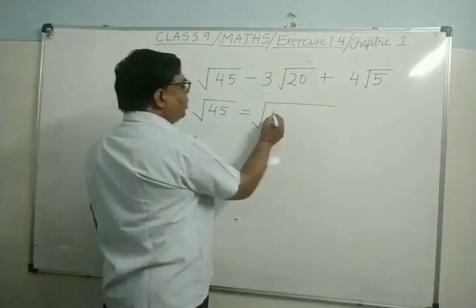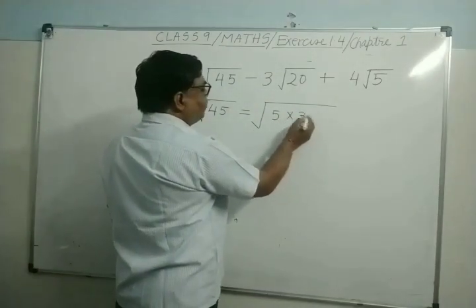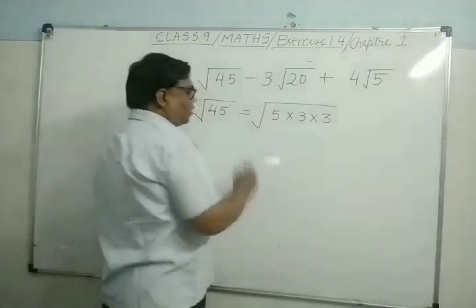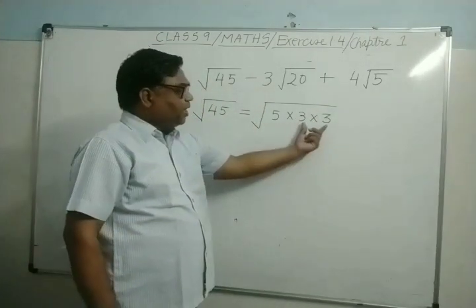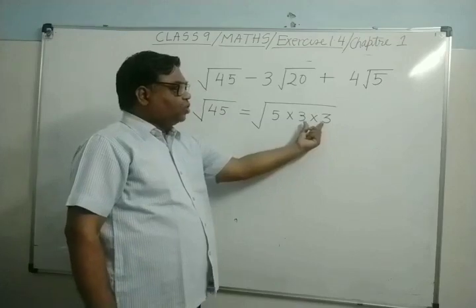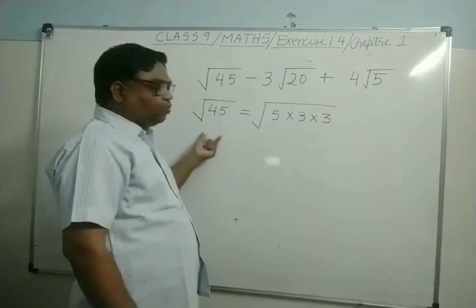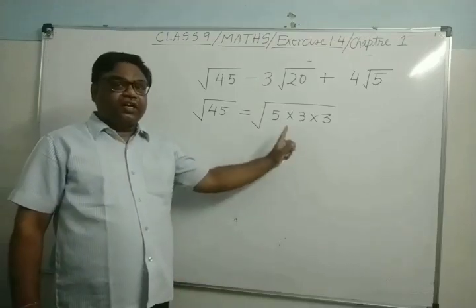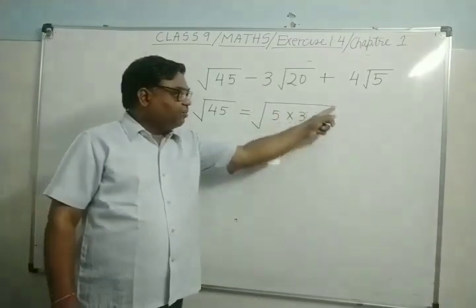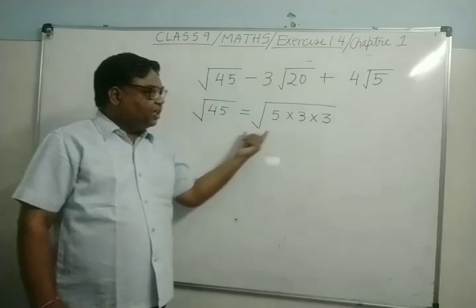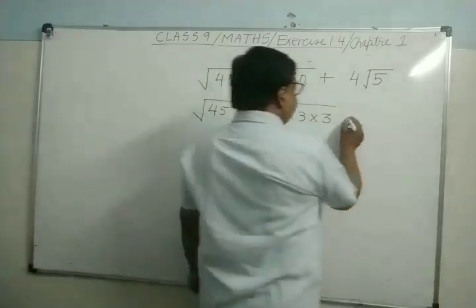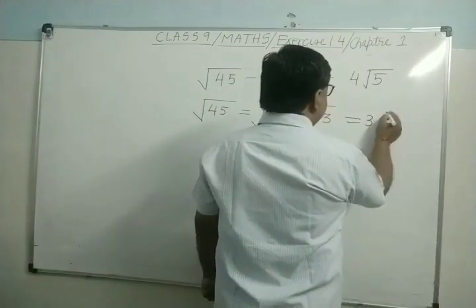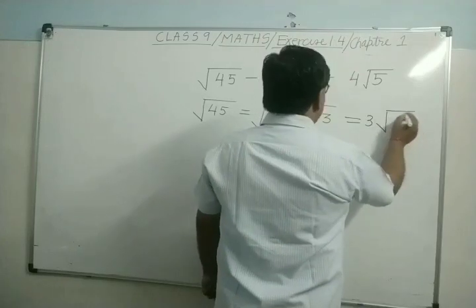So here it will be 5 times 3 is 15, 3 times 15 is 45. It's clear? Here the pair of 3 has formed. So from this pair you will take out one 3 outside the radical sign. Outside the radical sign, write one 3 from this pair. Therefore inside, 3 into 3 will no longer remain, and it will be 3 root 5.